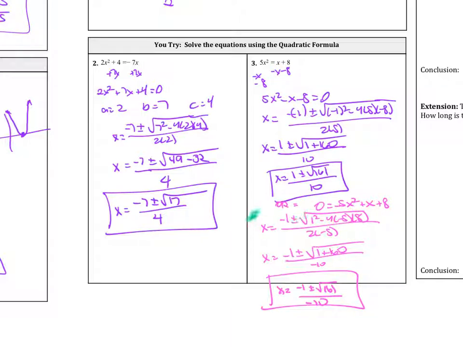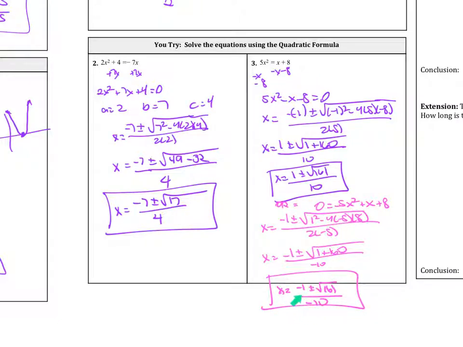Now you may have done it the other way, where you moved the 5x squared to the right, so you subtracted 5x squared from both sides. So I did that example as well. So then when I plug it in, I get negative 1 plus or minus the square root of 1 squared minus 4 times negative 5 times 8, and that's all over negative 10. So then the answer you would have gotten from this is negative 1 plus or minus the square root of 161 over negative 10.